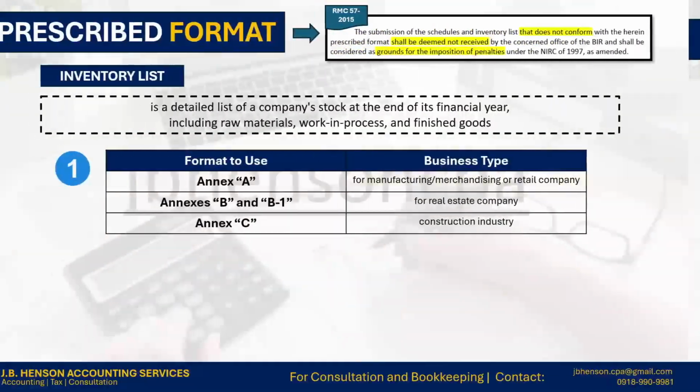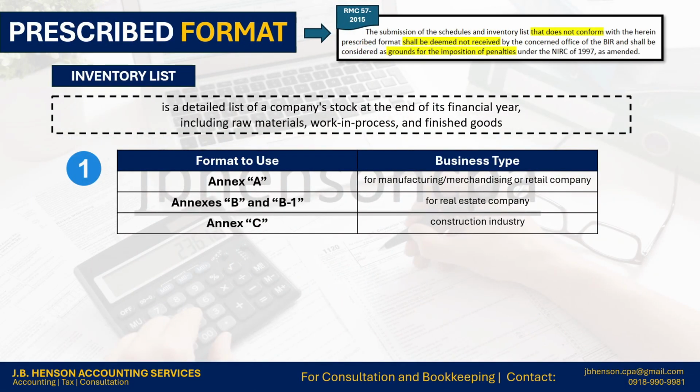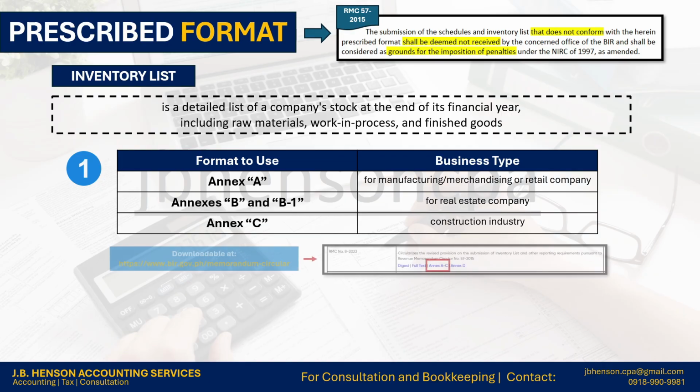So going back, we have Annex A for manufacturing, merchandising, or retail companies. Annexes B and B1 for real estate companies, and Annex C for construction industries. So these annexes are downloadable at bir.gov.ph/memorandum-circular, and then you can look for RMC number 8-2023.